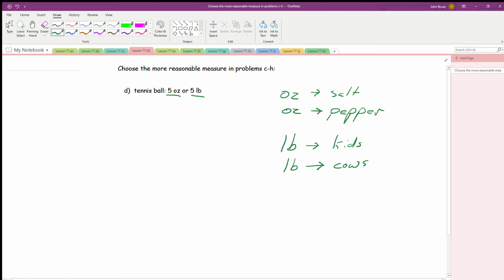Have you ever seen a 5-pound tennis ball? That'd be like a tennis ball that weighs as much as your math book. So we're going to go with the smaller weight, 5 ounces.